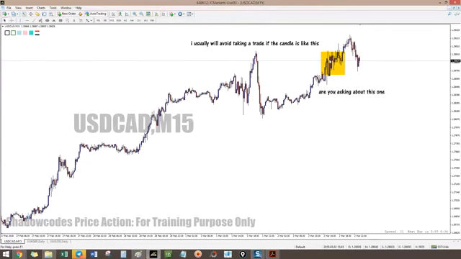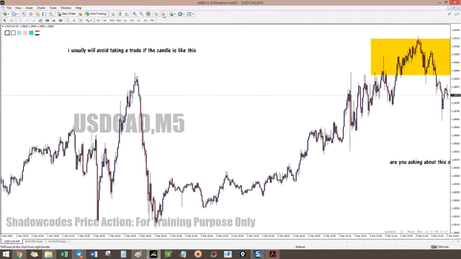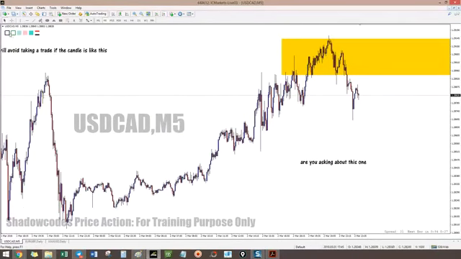This one I do not like, but if you want me to find a QM in this area, I would likely be taking above here, on this area. So I will still be having my entry here. So we go to M5 for a better view. So this is our QM. All right, so you already have an entry actually.